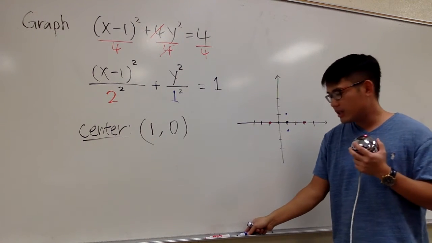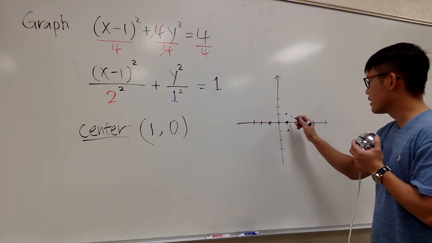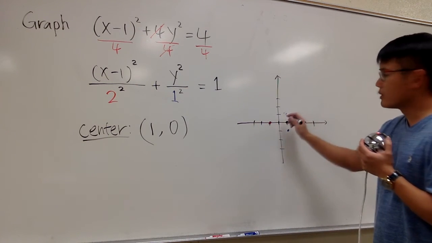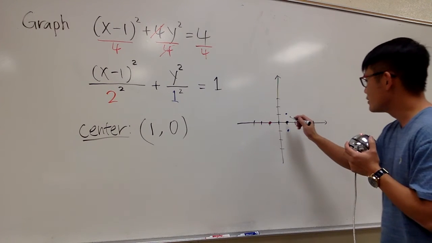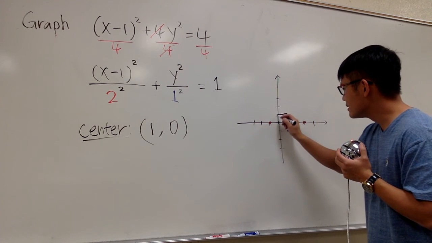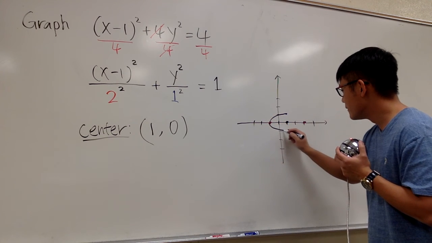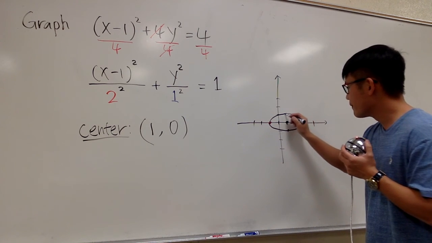And now we are ready because I can now just connect all these 4 points with an ellipse. Don't draw a baseball diamond, just draw an ellipse. And we are done.